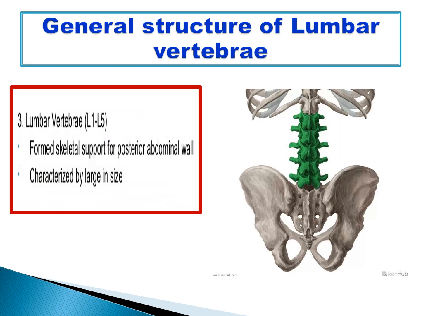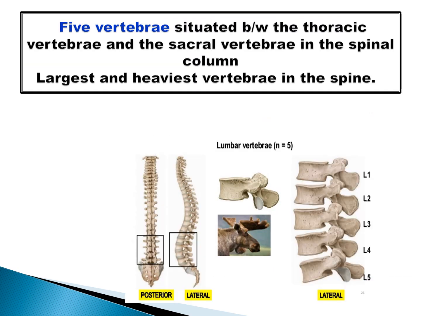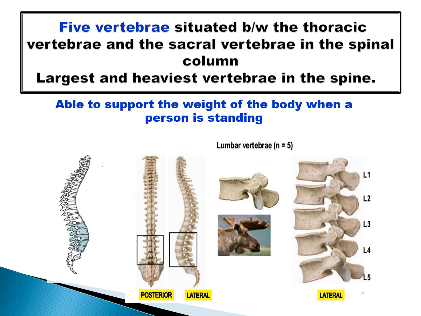General structure of a lumbar vertebra. They form a skeletal support for the posterior abdominal wall and are characterized by their large size. The 5 lumbar vertebrae are situated between the thoracic vertebrae and the sacral vertebrae in the spinal column. They are the largest and heaviest vertebrae in the spinal column, able to support the weight of the body when the person is standing.